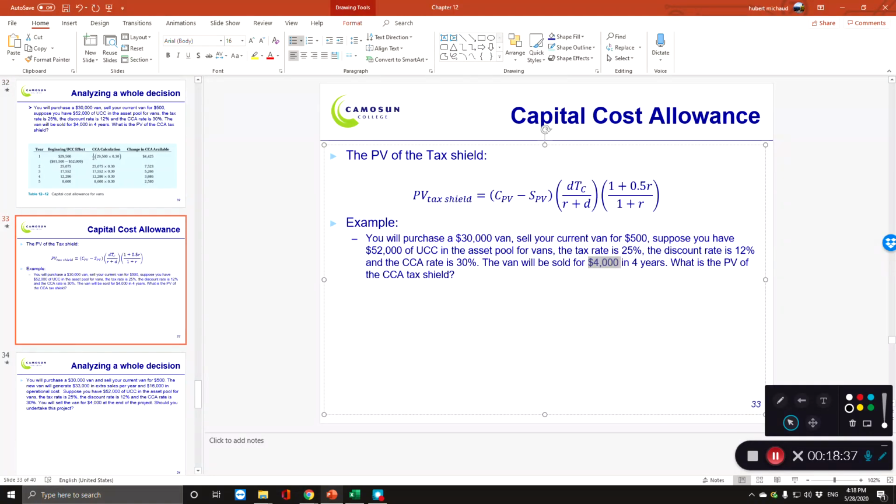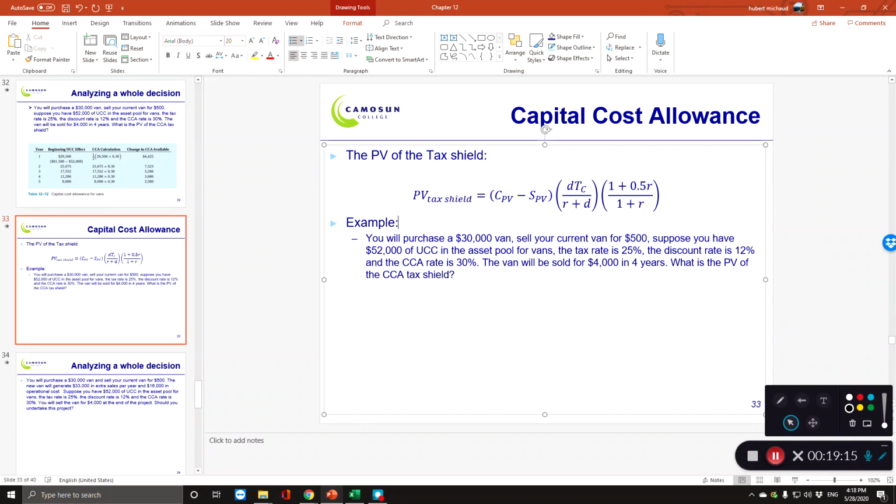Salvage value is $4,000, but I want to find the PV of that $4,000. So in here I would put the PV of $4,000 discounted at a rate of 12%. Okay, so just find the PV of $4,000 in 4 years, discounted at a rate of 12%, and you put that value in here. Okay, D would be the depreciation rate for the asset class pool, so 30%. DTC is our tax rate, so 25%. Okay, R is 12%, D is 30%, R is 12%, R is 12%.